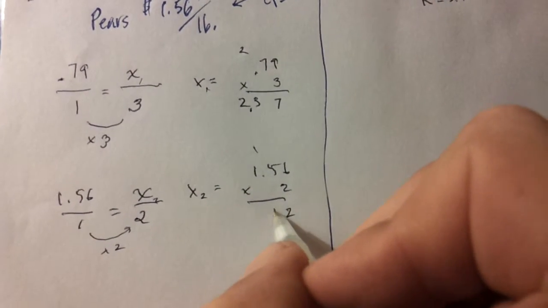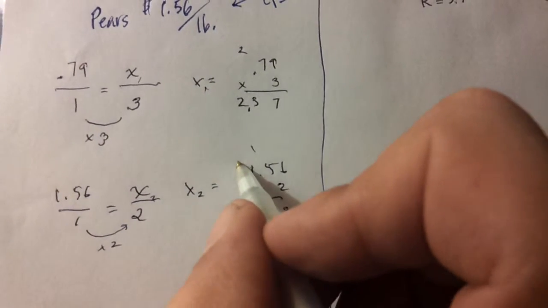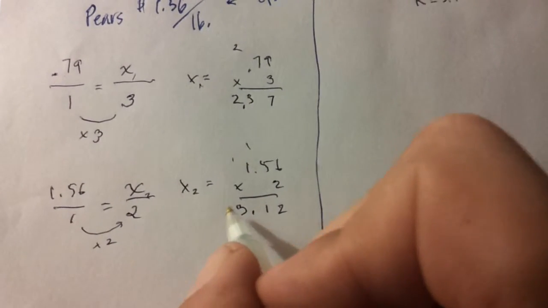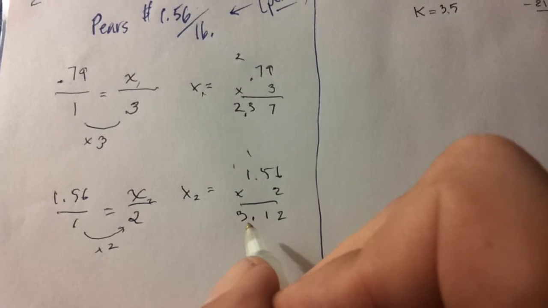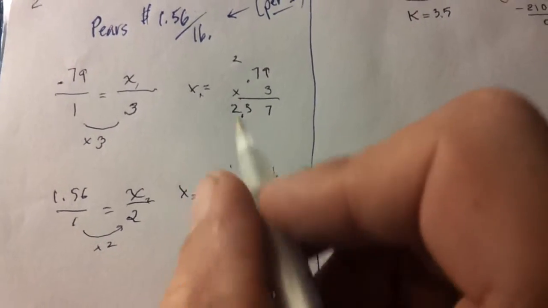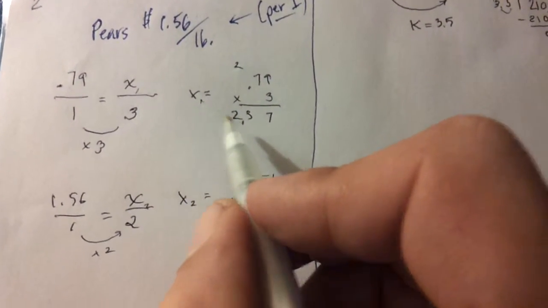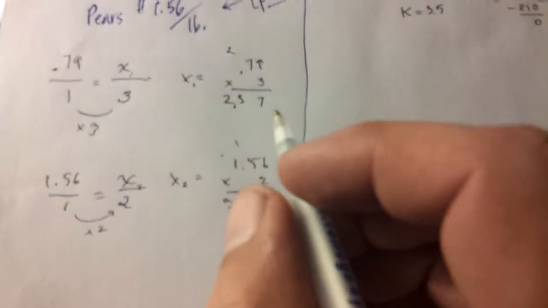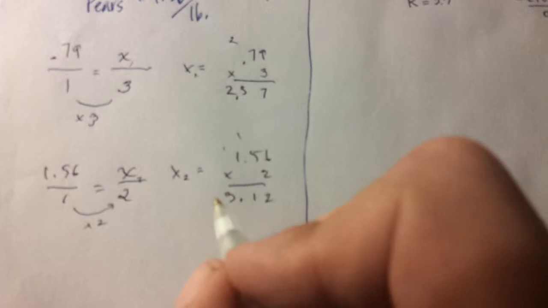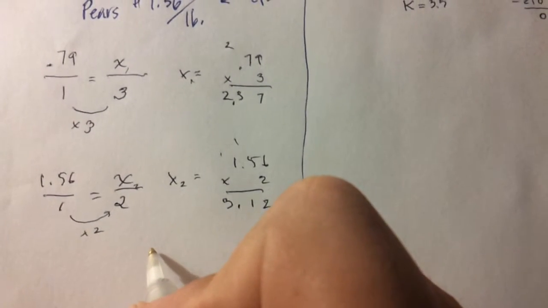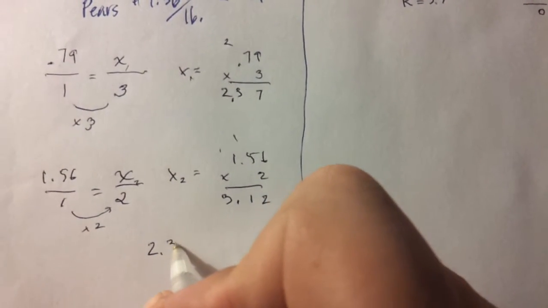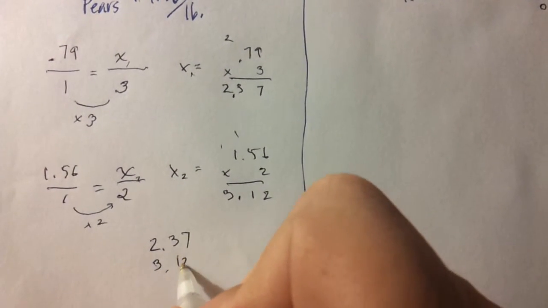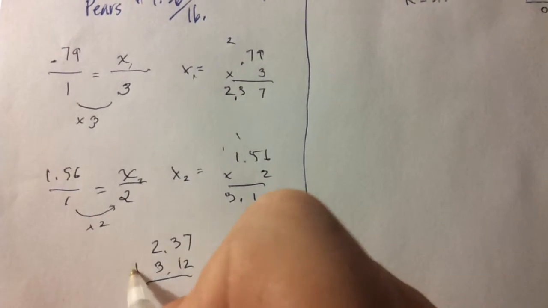10, 11. 1, 2, 3. Okay. So 156 times 2 is 312. So how much did I spend on 5 pounds of fruit, 3 pounds of apples, 2 pounds of pears? I'm just going to add up 3.12 and 2.37 and find my answer.